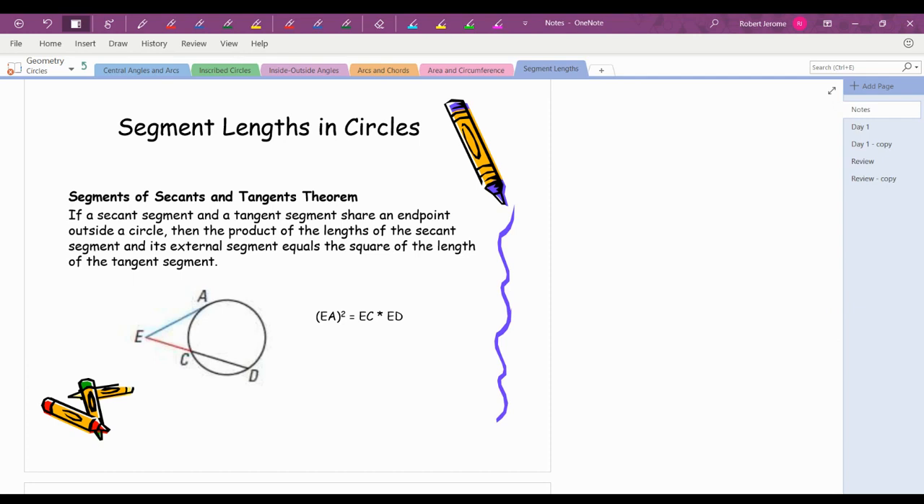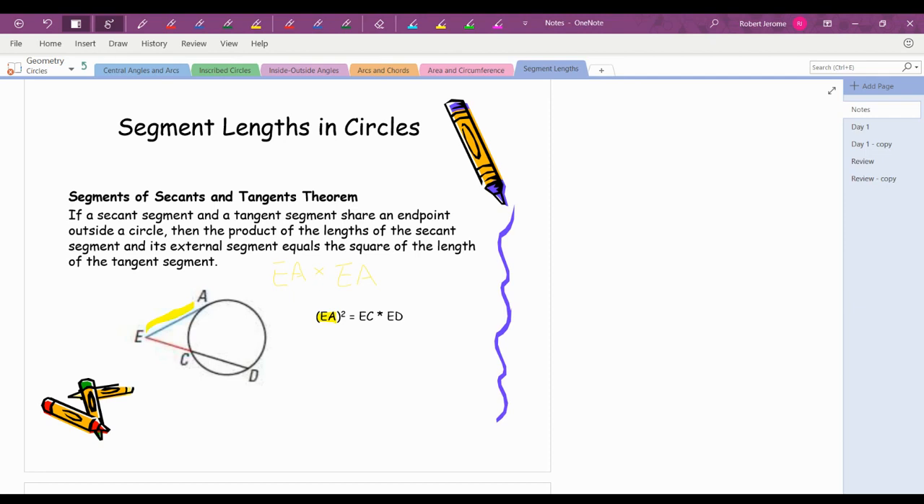So now we look at an example that uses tangents. So with a tangent, the entire thing is on the outside. Well, we're just going to square it. So there's nothing crazy. EA is the tangent. We're just going to do EA times EA, which is really just EA squared.